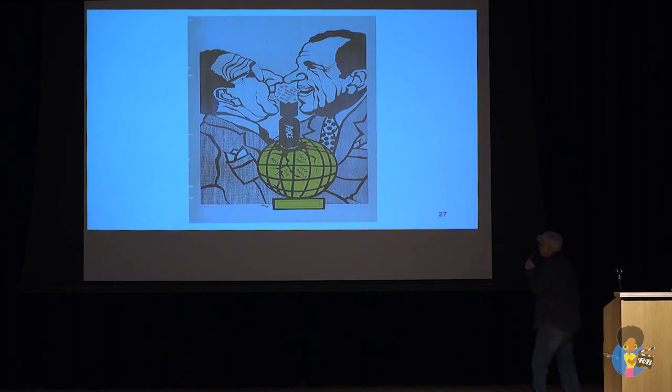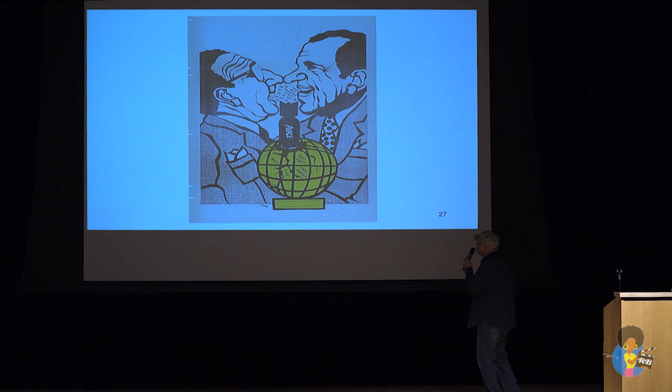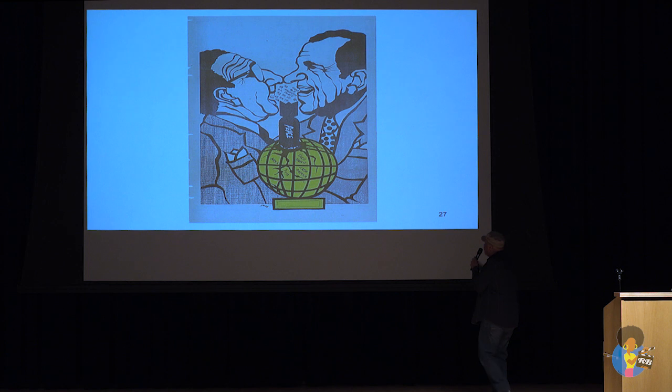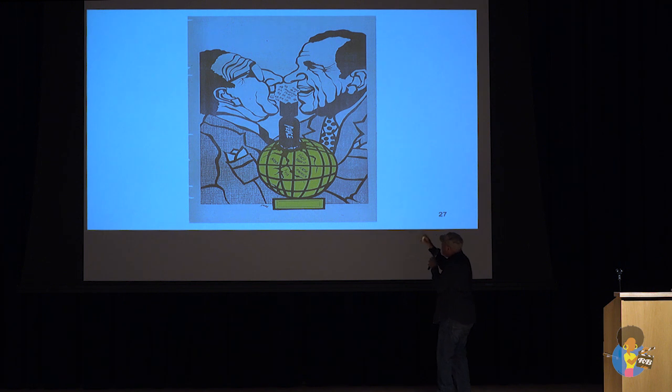Here's one then to your left was Henry Kissinger, who was the Secretary of State, and to your right is a portrait of Richard Nixon, who was then the President of the United States. And you got the globe, and on the globe it says Third World, Latin America, Africa, Asia. It says, ha, ha, ha, good old American peace, peace on the missile.